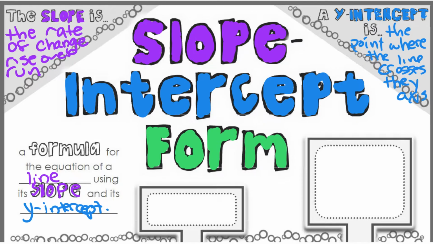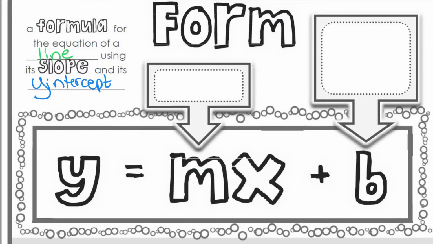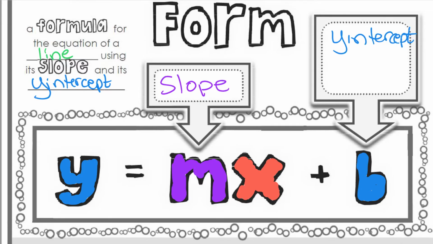So if you look, I colored in some of my lines. I'm using purple for slope and blue for y-intercept. So in this equation, it looks like y equals mx plus b, where m is your slope and b is your y-intercept. And x in this equation is a variable. The y over here is a variable. And this b is your y-intercept.